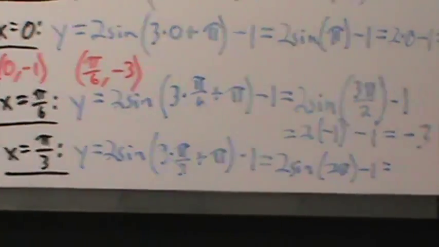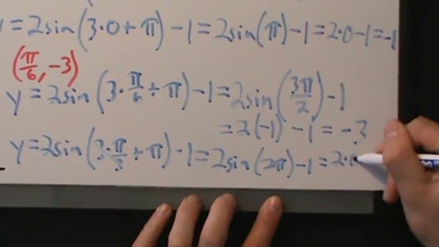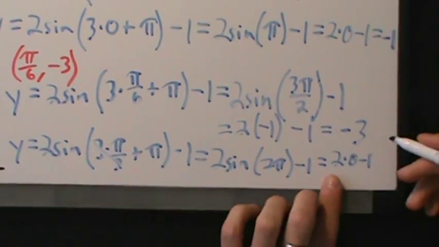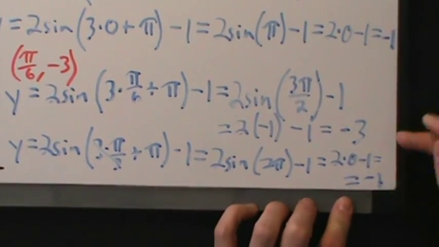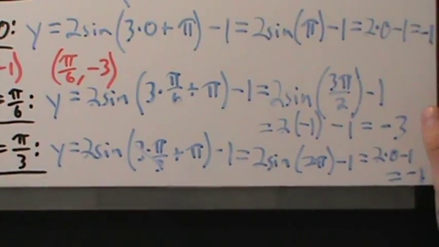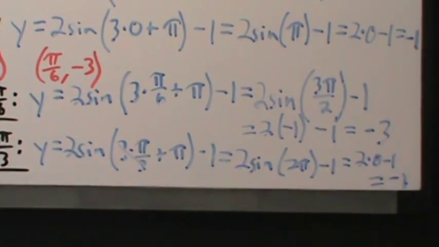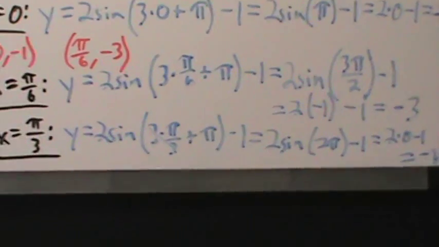minus 1. Well, the sine of 2 pi is 0, so this is really 2 times 0 minus 1. 2 times 0 is 0, 0 minus 1 is negative 1. So we'll put that down here. So in other words, when x is pi over 3, y equals negative 1. So this is pi over 3, comma negative 1. So that's the point we get from there.